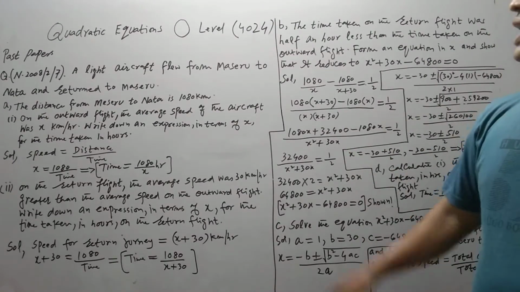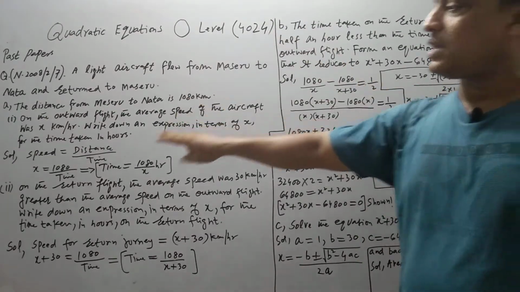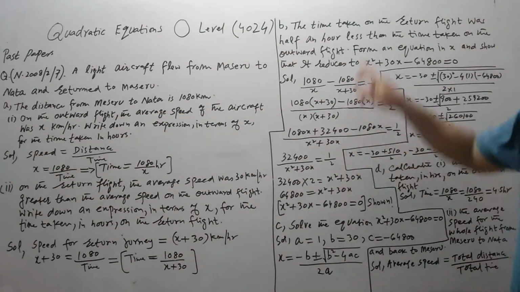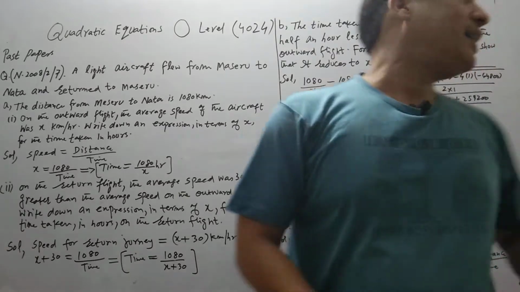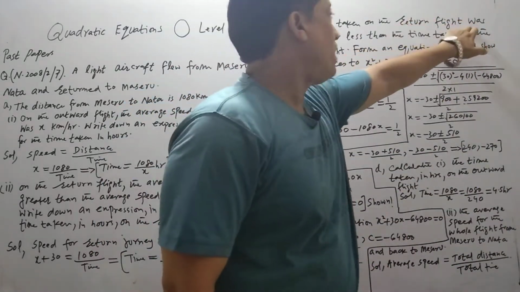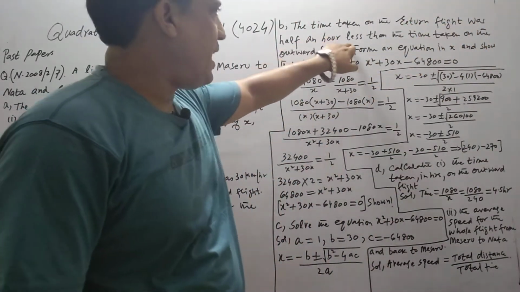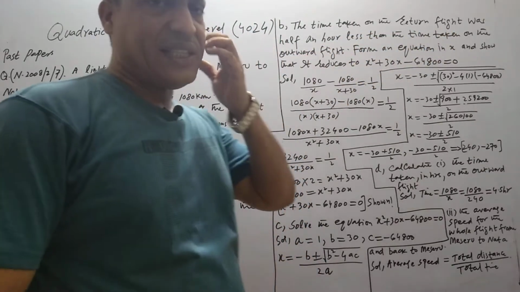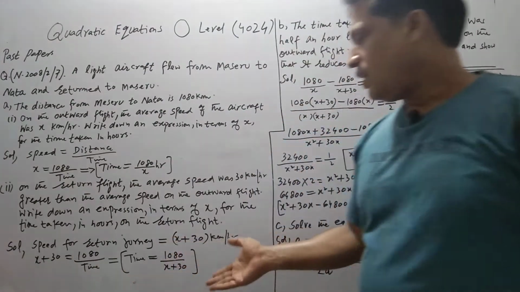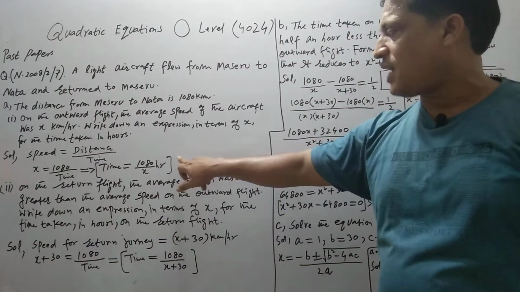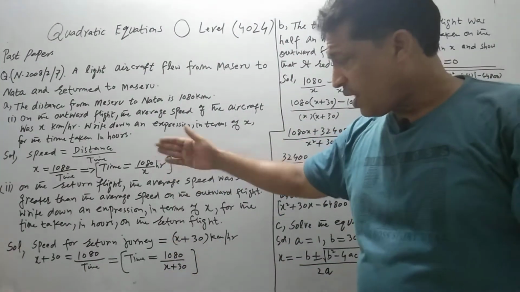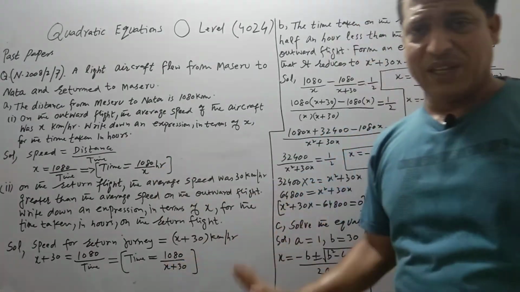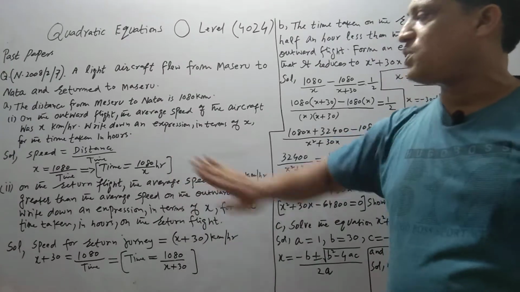Come to part B. There are two parts of part A, and this is part B. The time taken on the return flight was half an hour less than the time taken on the outward flight. Obviously, you can see this time is short and this time is bigger, because this denominator is x and the other denominator is x plus 30. So this is the short time and this is the more time.